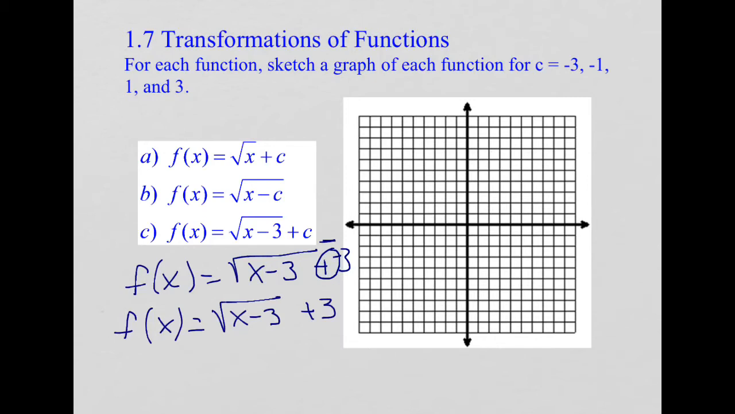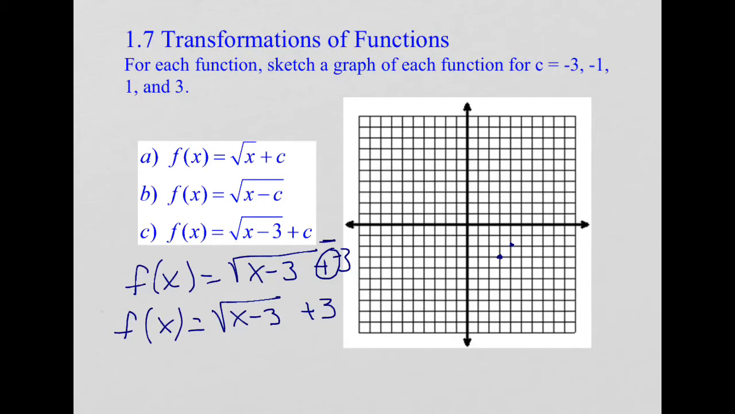If I put in 3 to make that 0 underneath the radical, I go over 3, and 0 minus 3 is negative 3. 1, 2, 3. And my first point is right there. Okay, my next number for x will be 4, because that'll give me 1, which is the next perfect square. So 4 minus 3 is 1, square root of 1 is 1, minus 3 is negative 2. So my next point is right here.